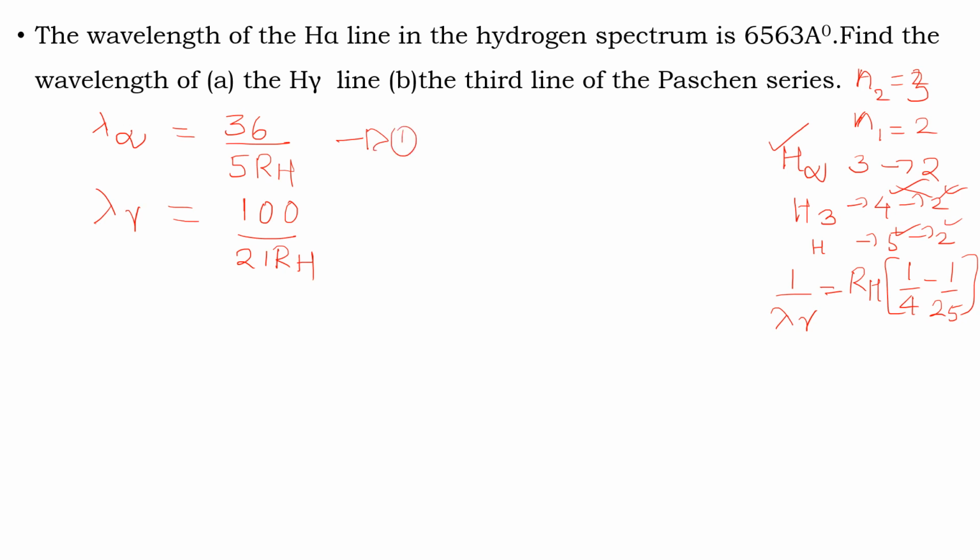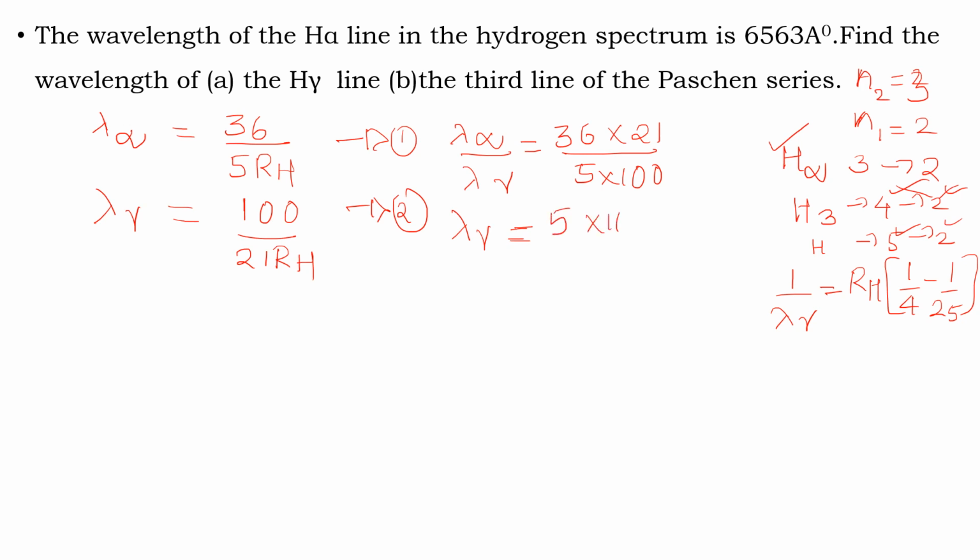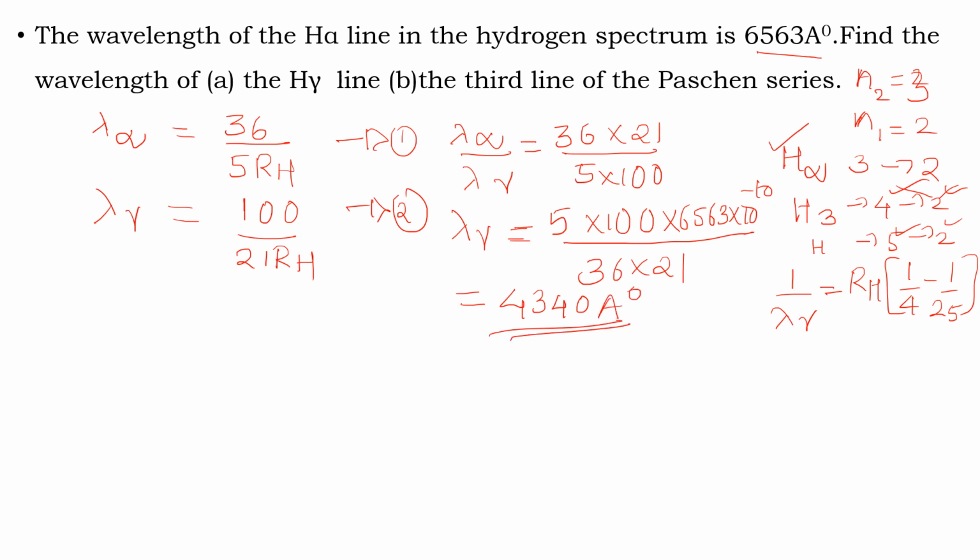From these two equations, lambda alpha divided by lambda gamma is equal to 36 into 21 divided by 5 into 100. Therefore, the value of lambda gamma, the wavelength of the H gamma line, can be written as 5 into 100 into lambda alpha, which is given as 6563 angstrom, that is 6563 into 10 raised to minus 10, divided by 36 into 21, and this will give the value as 4340 angstrom, that is 4340 into 10 raised to minus 10 meter. That is the first part, the wavelength of the H gamma line is 4340 angstrom.